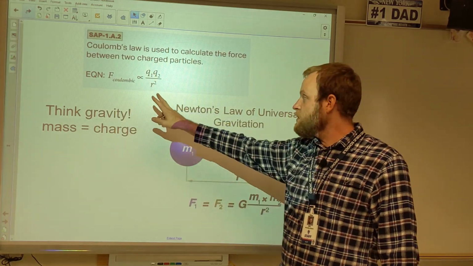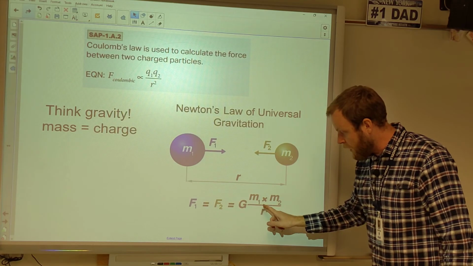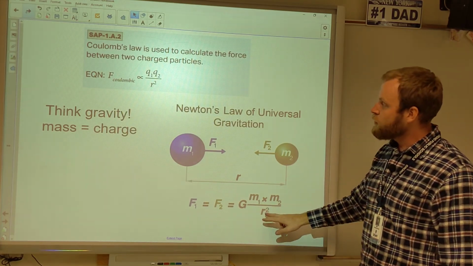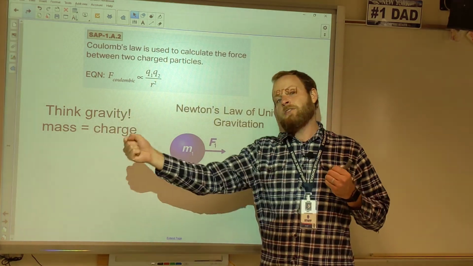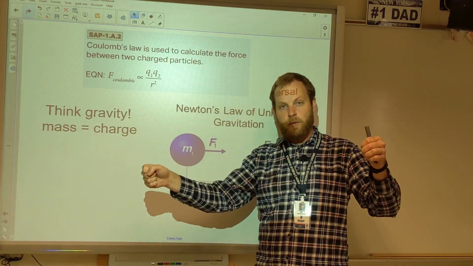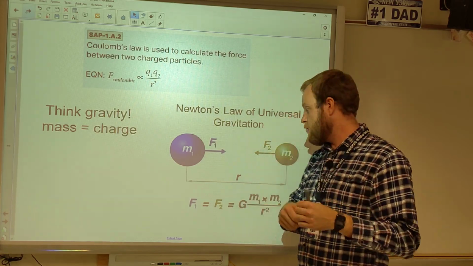Atoms are the same. It's the same formula. Q1 times Q2 divided by r squared. M1 times M2 divided by r squared. So the r squared is the same. That's the distance. So this is saying that the farther the electron is from the nucleus, the weaker the force of attraction. The closer the electron is to the nucleus, the stronger the force of attraction.